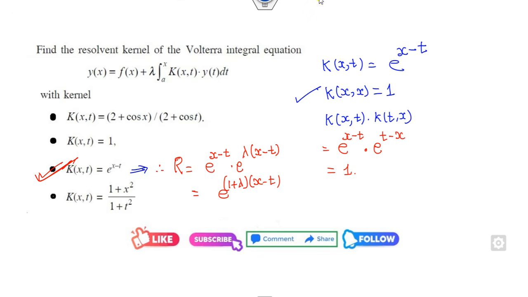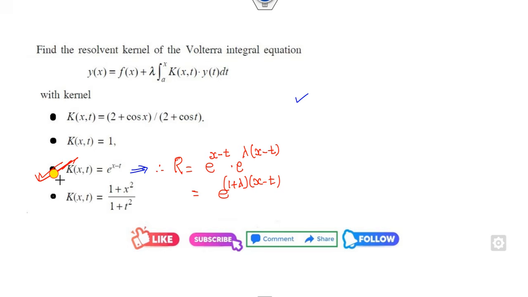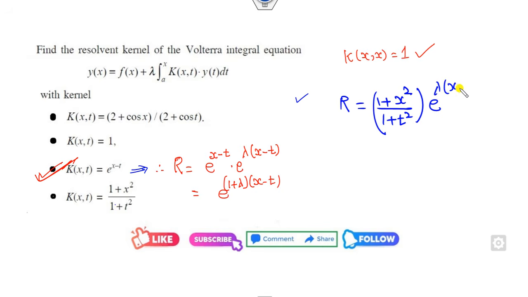Similarly, you can verify for this last case. The kernel is given here. Clearly k of x comma x is 1, satisfied. The second property is also satisfied. So what is the resolvent kernel for the last case? It is the given function, (1 plus x squared) over (1 plus t squared), times e raised to the power lambda times x minus t, and that is the right answer of this problem.